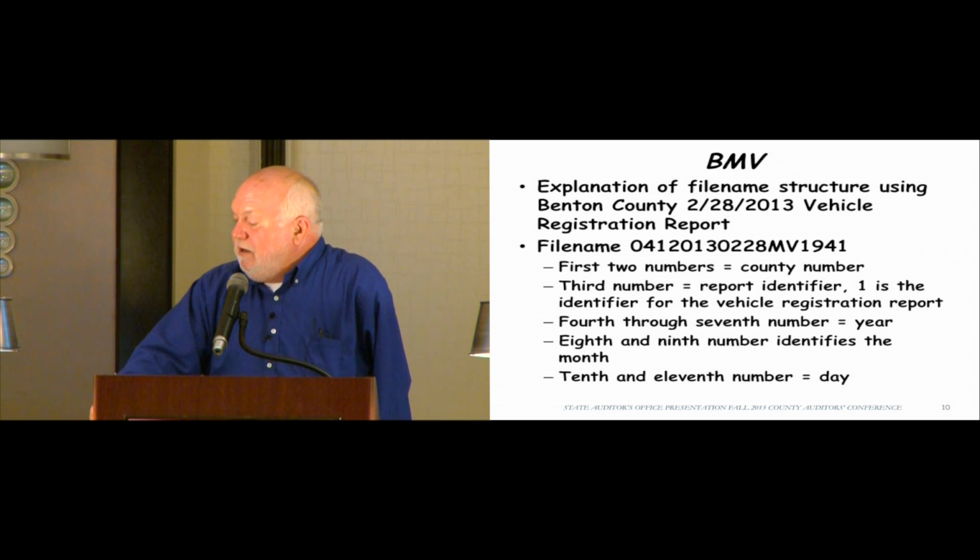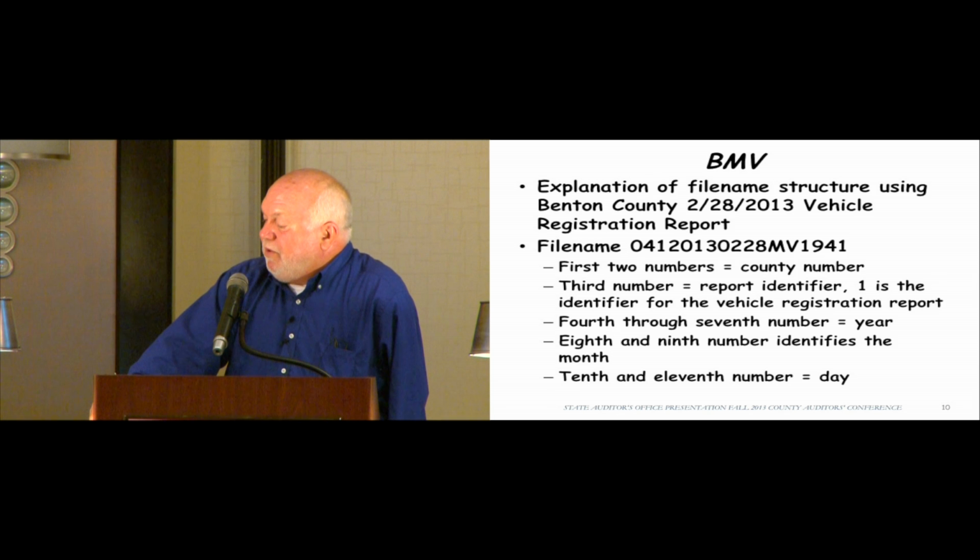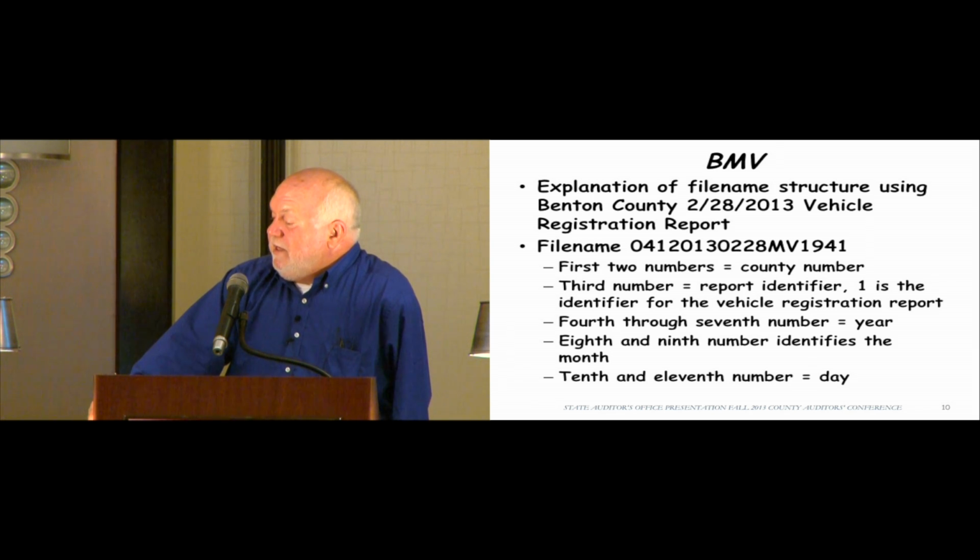The next numbers identify the report type. The third number is a 1, which is an indicator for the vehicle registration report. The 4th through the 7th number is the year, so 2013, and then the 8th and 9th number identifies the month, in this case 02, and the 10th and 11th the day, which is the 28th. And then the final numbers in that file name are just sequential numbers.